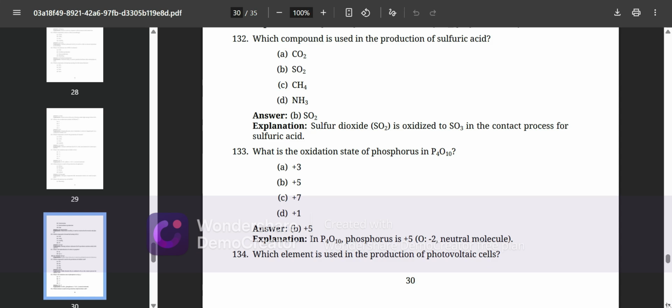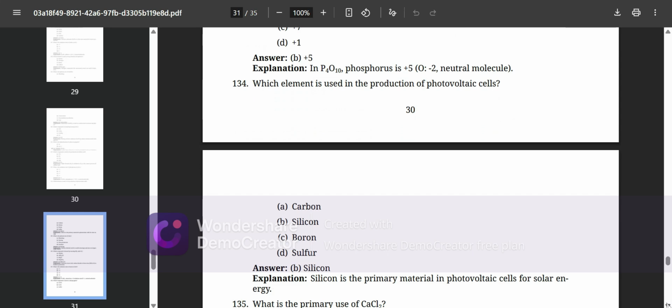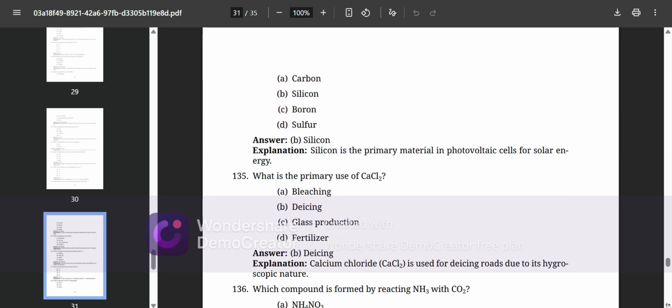What is the oxidation state of phosphorus in P4O10? Plus 5. In P4O10, phosphorus is plus 5. O is equal to minus 2, neutral molecule. Which element is used in the production of photovoltaic cells? Silicon. Silicon is the primary material in photovoltaic cells for solar energy.